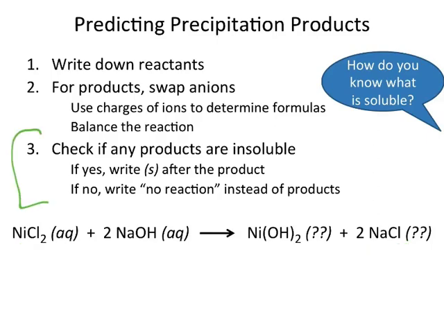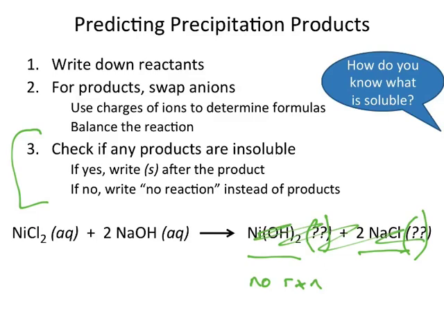Then, check to see if any of the products that you made, so here are your 2 potential products over here, check to see if any of those are insoluble. If they're insoluble, then you write an S after the product in its physical state for either product. And if it's not, then you just say no reaction. So instead of writing products, you would just say no reaction.